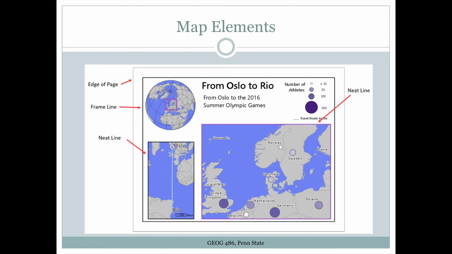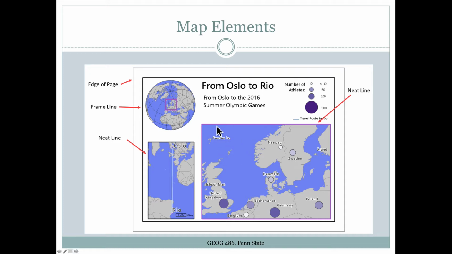One thing to remember is the difference between all these boxes on a map. If we think about this as a piece of paper, this outline here represents the edge of that piece of paper. Inside of there, we might have this thing called a frame line, which contains everything that we're going to show on the map or maps. And in this case, we have three different maps inside of our frame line. This one that looks like a globe here, this one that shows a straight line from Oslo to Rio, and this one that shows where the various 2016 Olympic athletes came from.